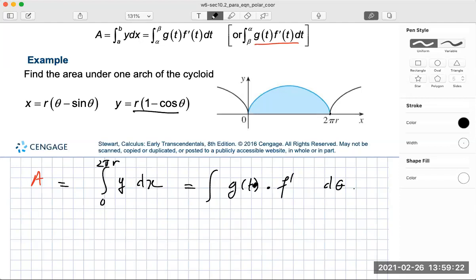And f prime of g of theta. F prime of theta. And now the variable is theta. And theta of this cycloid will run from 0 to 2 pi, right? Okay? From this one. 2 pi because the cycloid is a point on this circle, right?